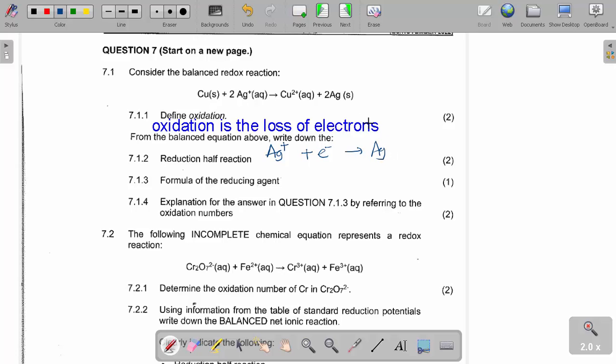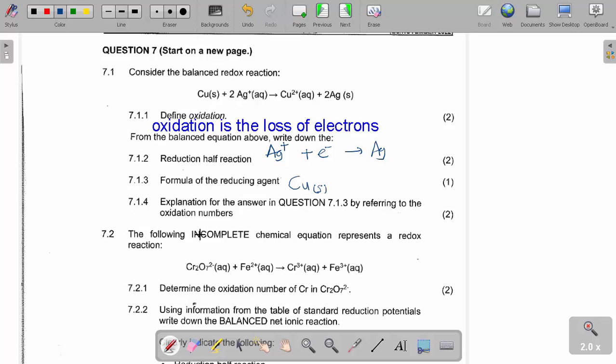That's our reduction. Then what about the reducing agent? Now you see the reducing agent and the oxidizing agent, they must be one of the reactants. Because it is silver ion which has been reduced to silver, it means it has been reduced by this copper. So our copper is the reducing agent in this case. This Cu solid is the reducing agent.